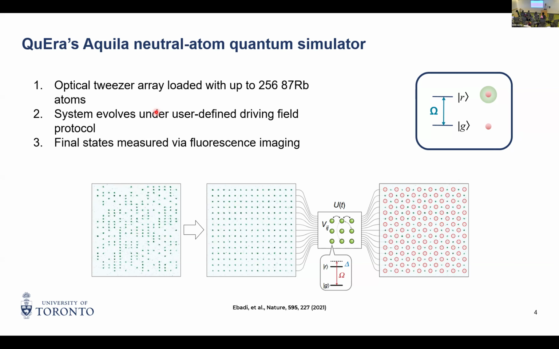Then the tweezers are released and the atoms are allowed to evolve under a user-defined profile for the driving fields, which is basically just telling the system what the Hamiltonian is. And then after it evolves for some amount of time, you measure it through this fluorescence technique where the ground state lights up because you can do the fluorescence out of the ground state, but the Rydberg state is invisible. And so in this picture, the green dots are ground state atoms and the red dots are Rydberg excitations.